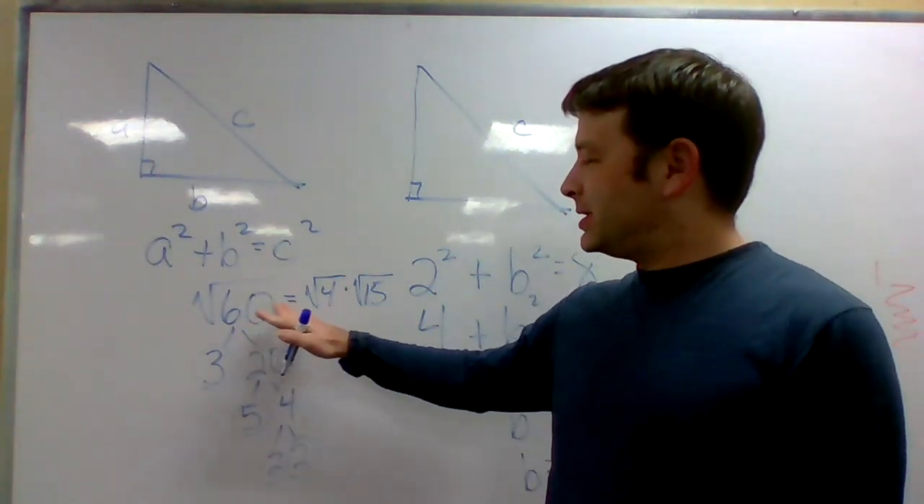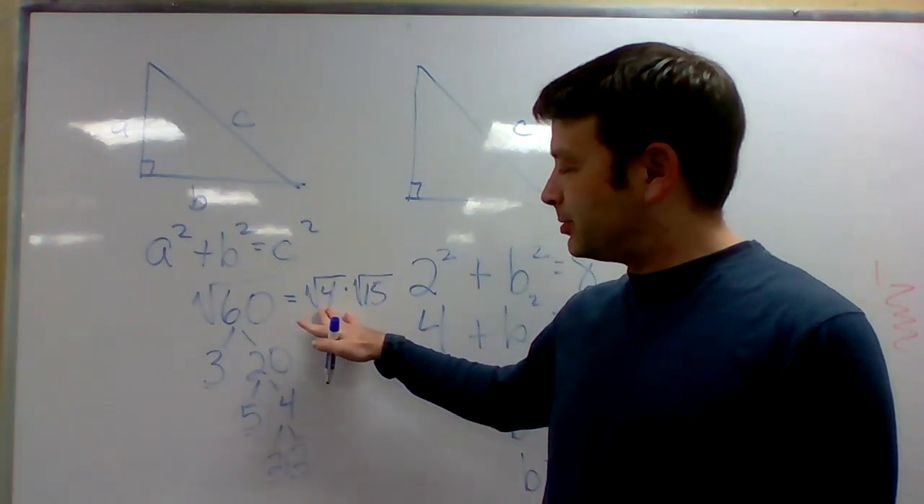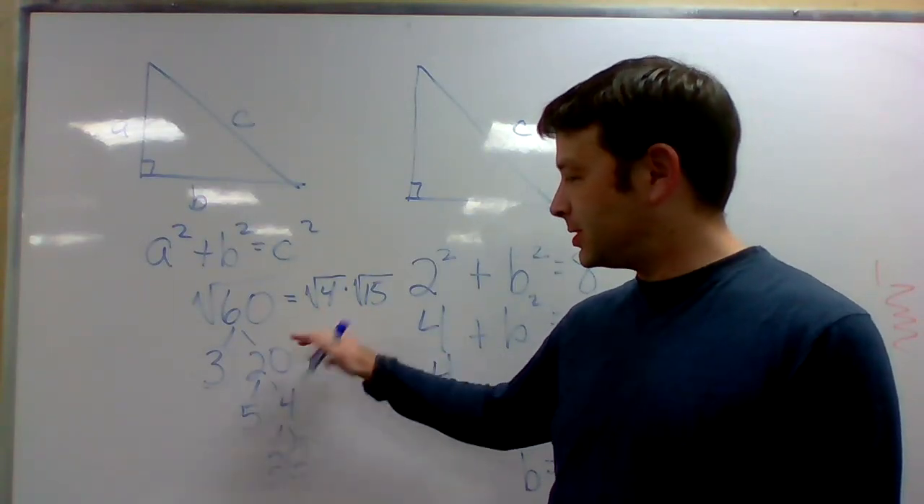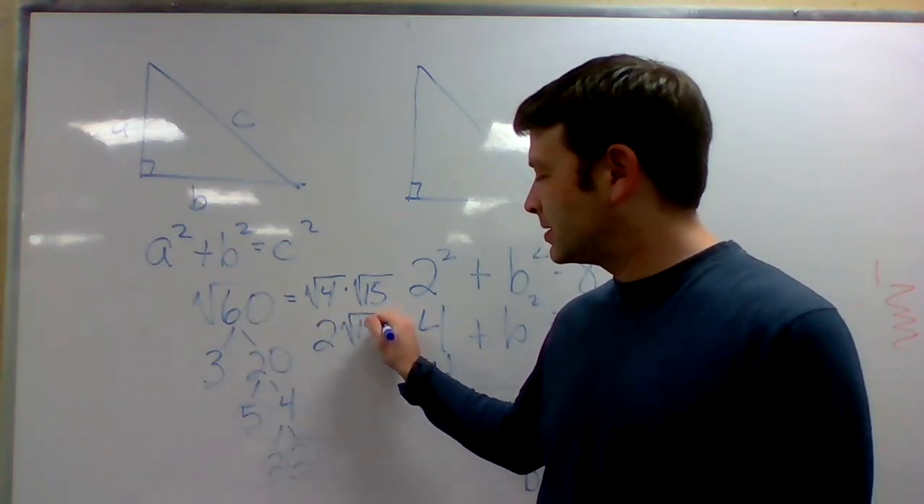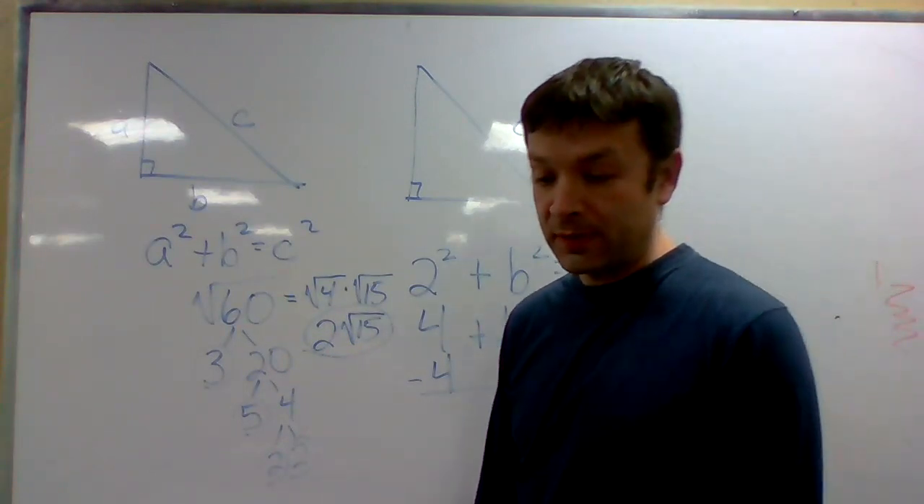Okay, so square root of 60 is the same thing as square root of 4 times square root of 15. The reason we do that is because doubles always have a square root. What times what equals 4? Well, 2 times 2 does. So square root of 4 becomes a normal 2. Square root of 15 stays the same. So number 5 is 2 square root of 15.